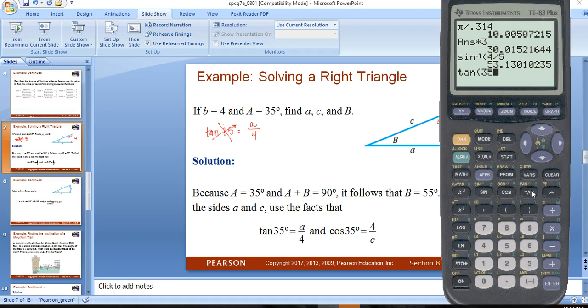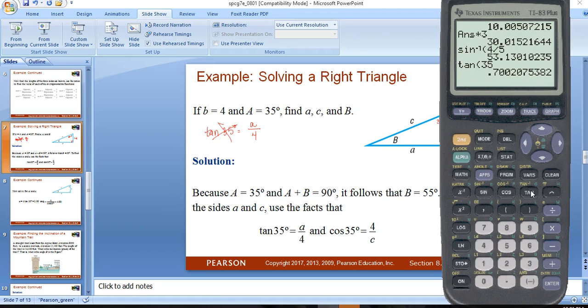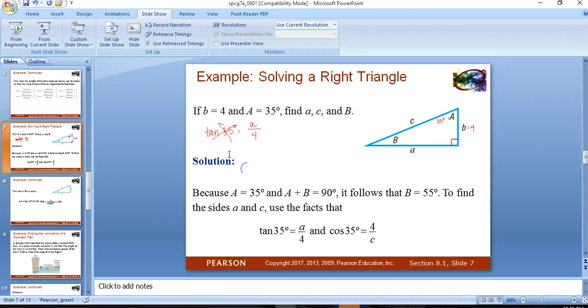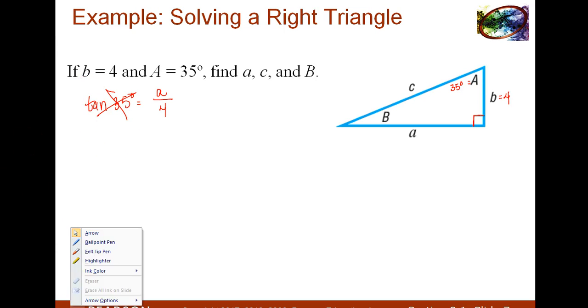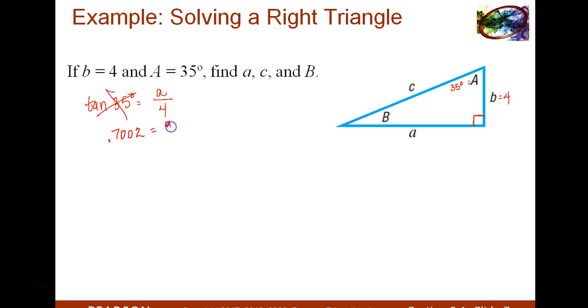Tan of a 35 is about, I'm going to say 0.7002. So I'm going to take that out and have that equal to A over 4. Now, if I still have my calculator on the screen, I would just say times 4 on both sides. I wouldn't worry about retyping it and rounding it. I'd just leave the whole thing. So that way I got A equal to 2.8-ish. Let's round that to just 2.8.